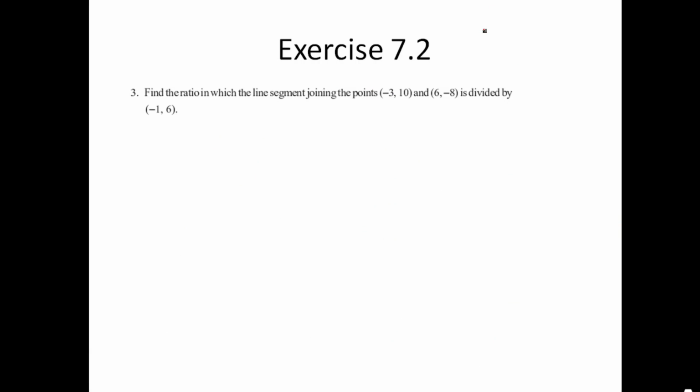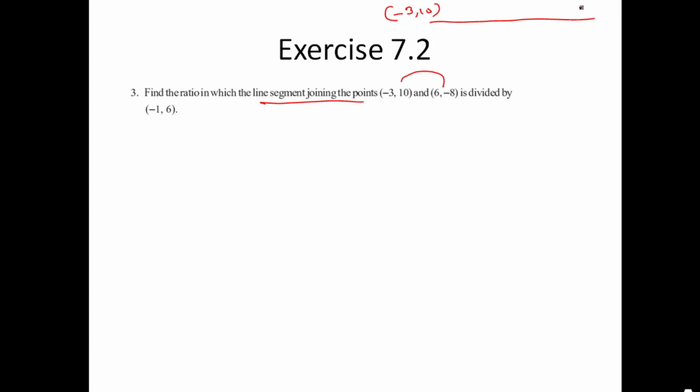The next one is finding the ratio in which the line segment joining the given points is divided. Okay, let's see. Here you have a line segment joining the points. The points are quite simple. You need to find the value of k or some other ratio. Okay, so let's see how to deal with this sort of sums.